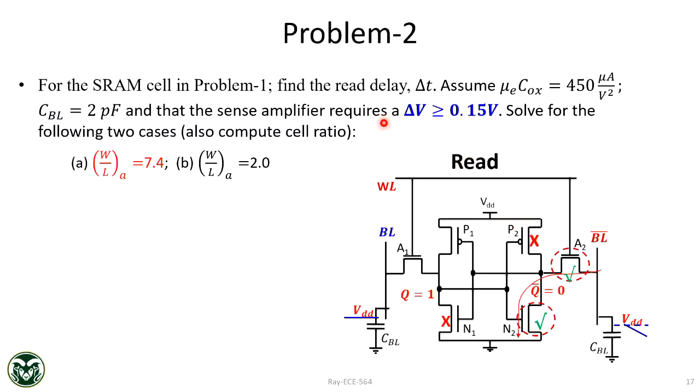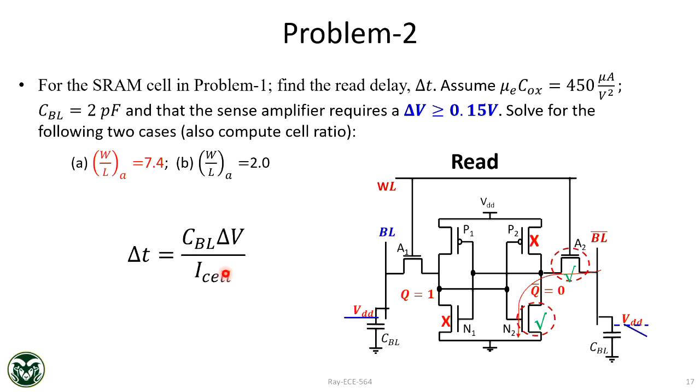Okay, so this is for part A. This is the equation you need to start with to find delay: the bitline capacitance, change in voltage, and ICEL. Here the change in voltage is 0.15. That is determined by your sense amplifier. The sense amplifier requires at least 0.15 volt drop or voltage difference, right? So that is one constraint. So you plug it in here. Bitline capacitance is given as 2 picofarad. Plug it in here. And ICEL, that is where you need to think, and that is where the mistake can happen.